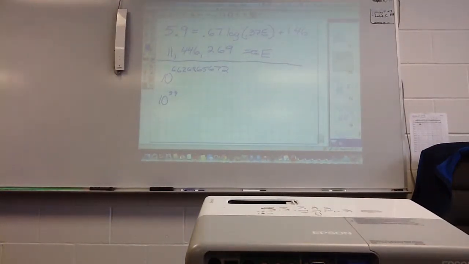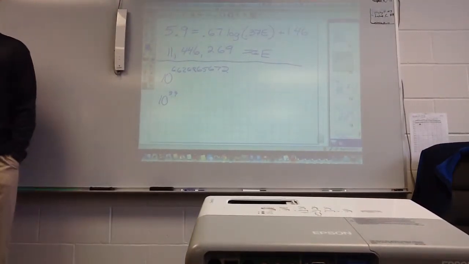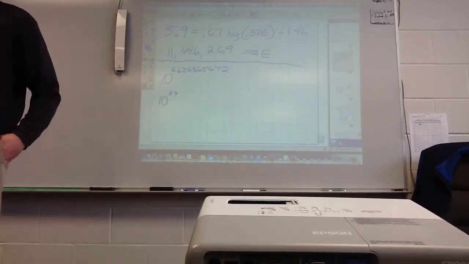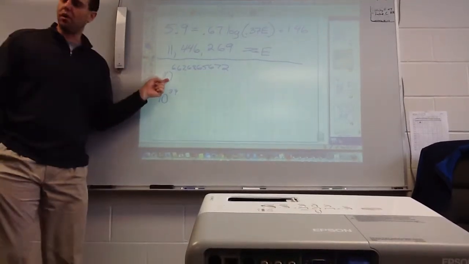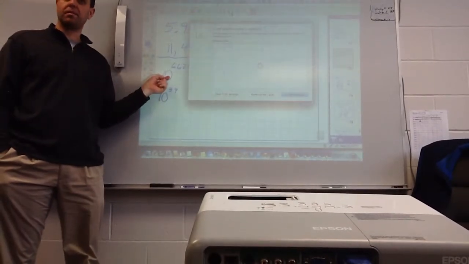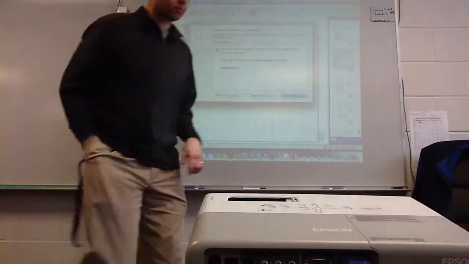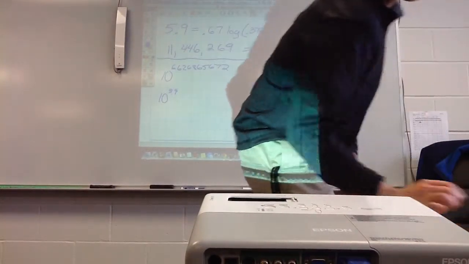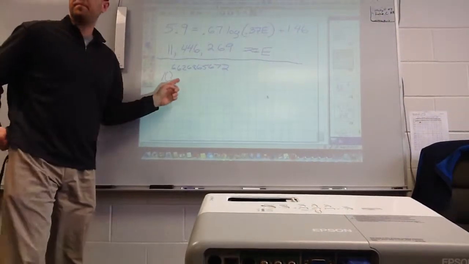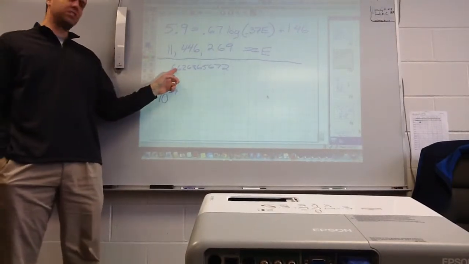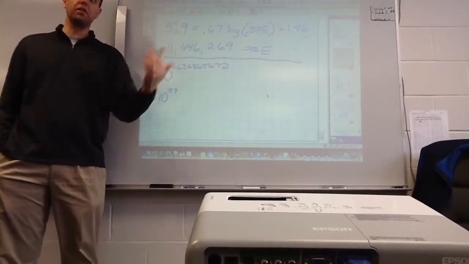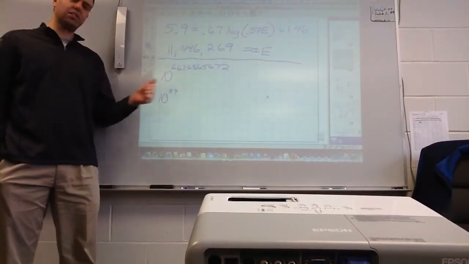Because you're raising it to a higher power. You're working with exponents, right? You're working with logarithms, and therefore you're raising it to a much higher power. In the one that you guys just did, you took 10 and raised it to 6.6 something. In the previous problem, we took 10 and raised it to 3.9.